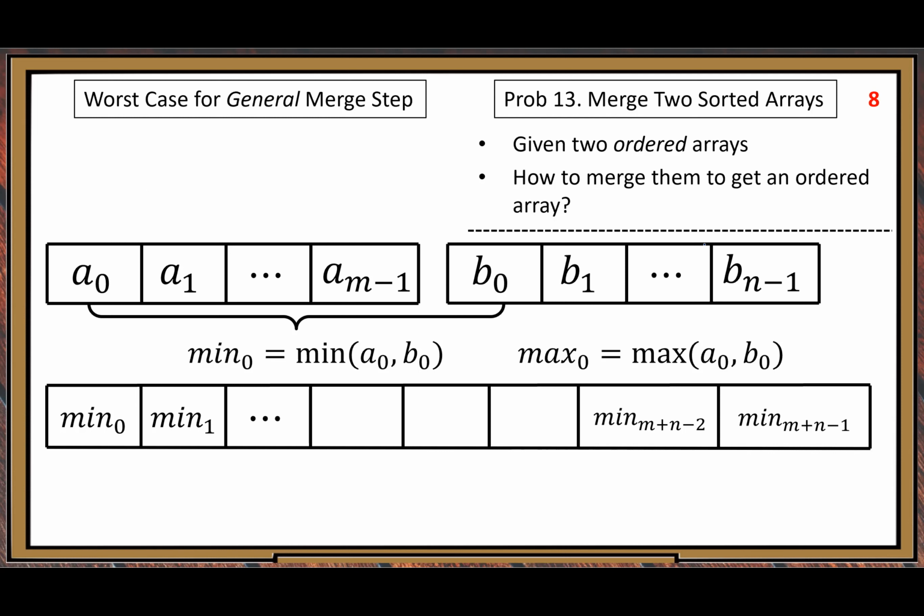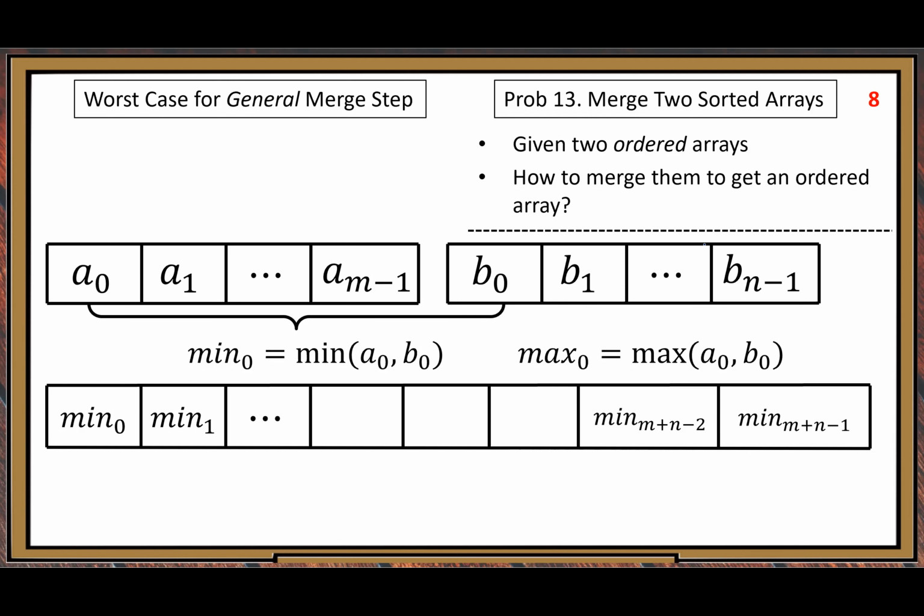But here, let's consider the worst case for the general merge step. What do I mean by the general merge step? The sizes of these two subarrays may not be equal. That's the general case. The size of the first subarray is m elements, and the size of the second subarray is n elements. They're not necessarily equal. But we can still apply the same procedure as before, right? Each time, after one comparison, we put one element in place.